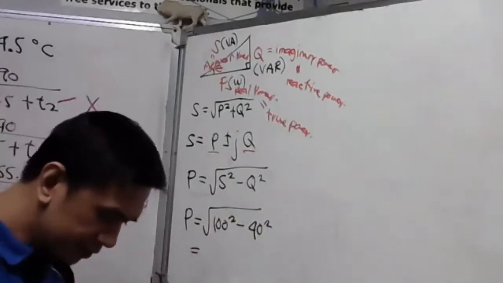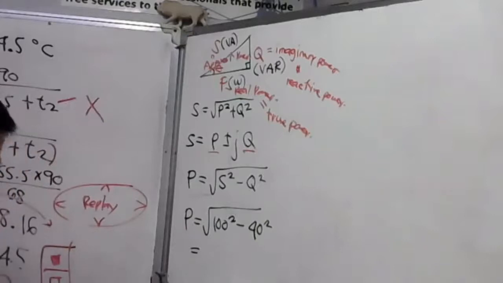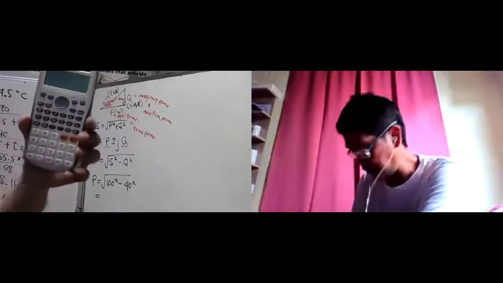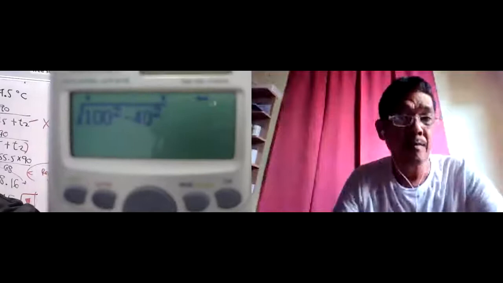So the answer would be, press square root, then 100, then you press x squared. Then minus 40, then x squared. Then you press equals. The display in your calculator is like this. Dire-diretso lang, pipindutin mo lang yan sa calculator mo.